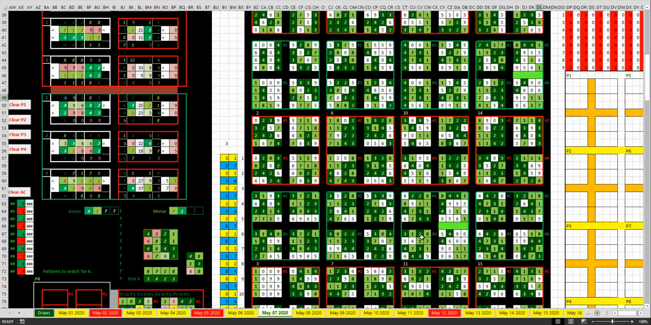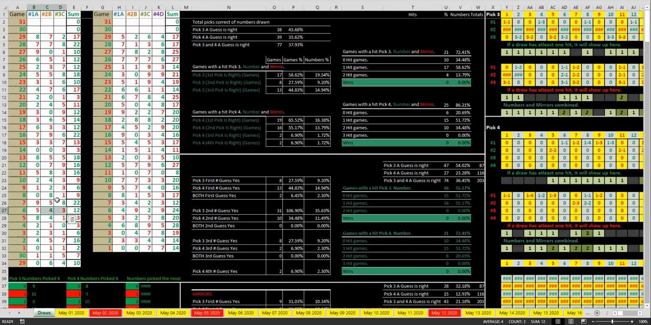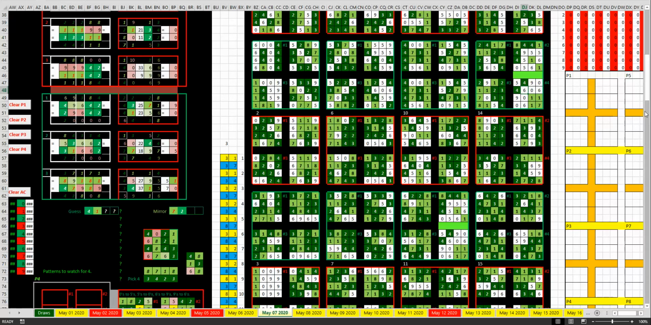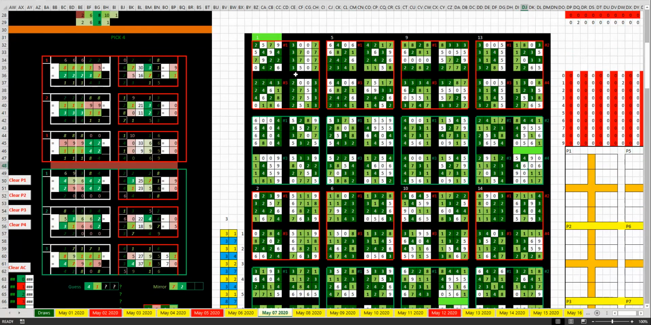And then finally, yeah, 3 patterns here. Same pattern here, that is here. And the winning Pick 3 numbers for the 7th were 958. There's the 5s. There's the 9.